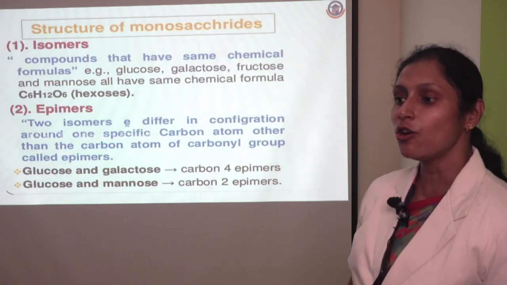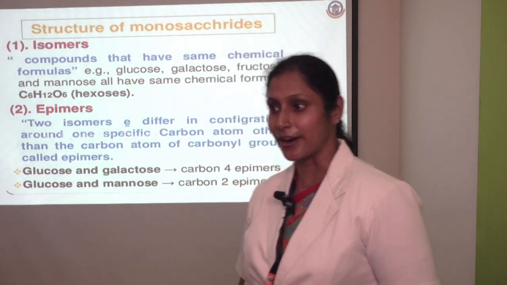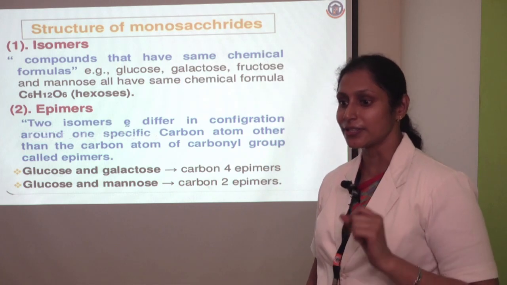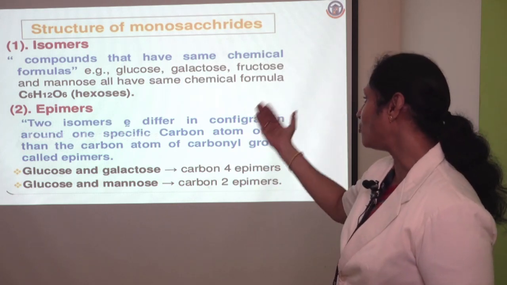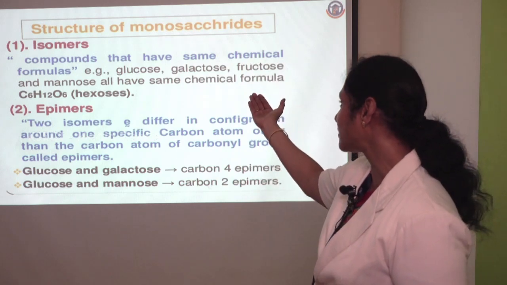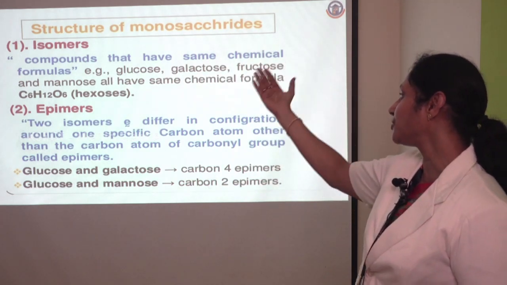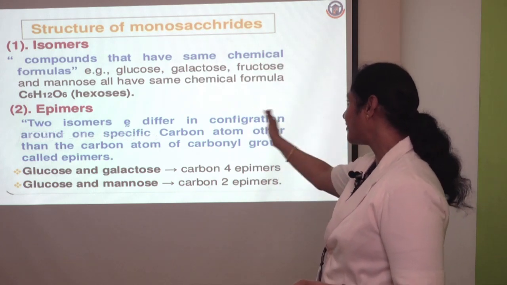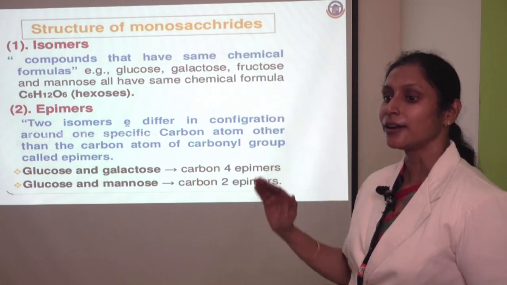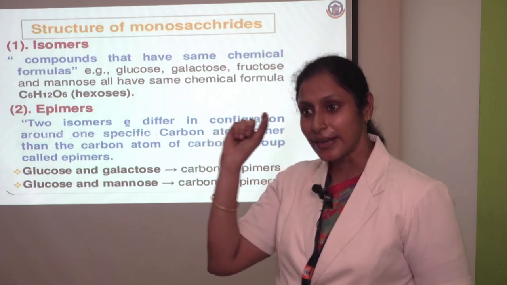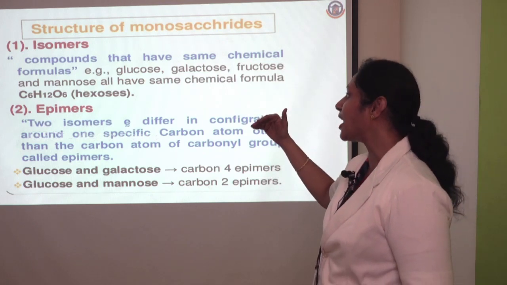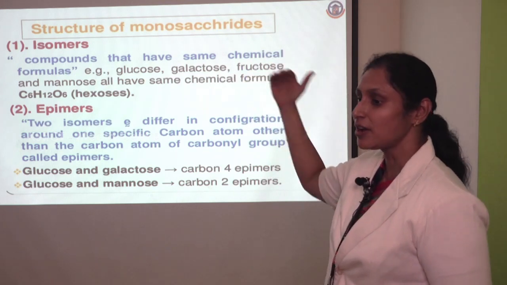Before we go deep into the structure of monosaccharides, we want to know about isomers. What are isomers? Compounds that have the same chemical formula but different structural formulas we call isomers. Examples are glucose, galactose, fructose and mannose. All these have the same chemical formula C6H12O6, but they differ in a single carbon atom in their structure. Epimers are the best example to determine the structure of a monosaccharide.